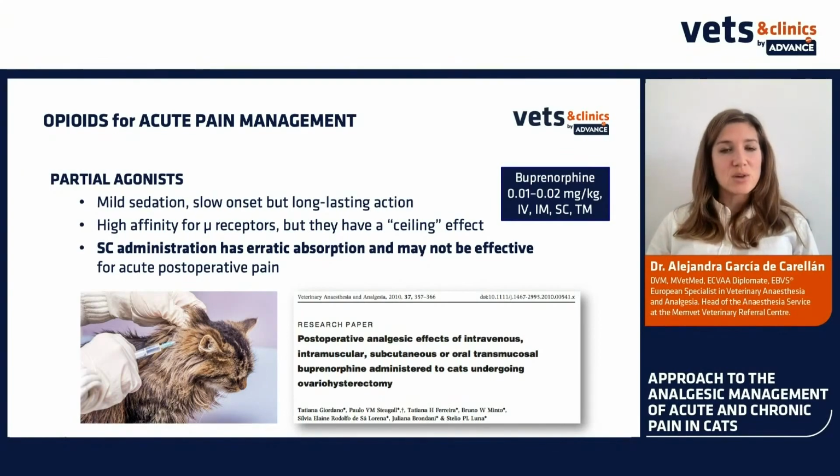It has been seen in some studies that subcutaneous administration of normal buprenorphine has erratic absorption and may not be as effective as, for example, the intramuscular or intravenous route of administration in cats. And you have here the publication where they saw that.